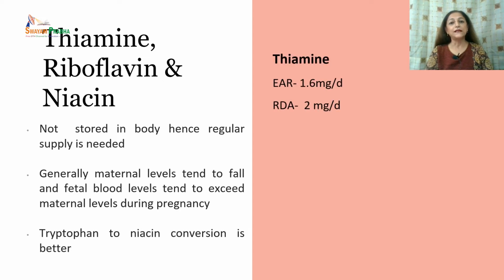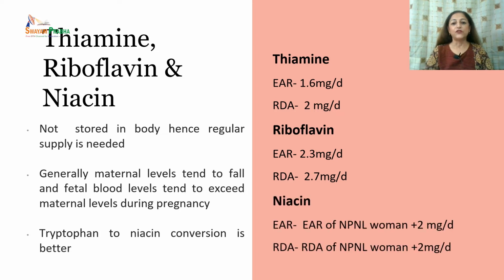For thiamine, the EAR has been set at 1.6 milligrams per day, and RDA has been set at 2 milligrams daily. And coming to B2 riboflavin, the EAR is 2.3 milligrams per day and RDA is 2.7 milligrams daily. And about niacin, it is recommended that the level of activity varies among women. So non-pregnant, non-lactating women, whatever niacin she is taking, she needs to add 2 grams per day in addition to her normal RDA.